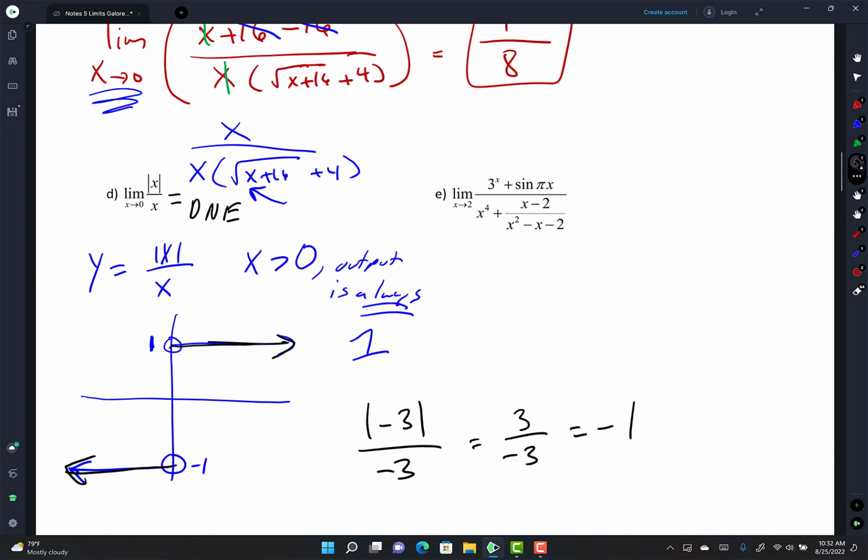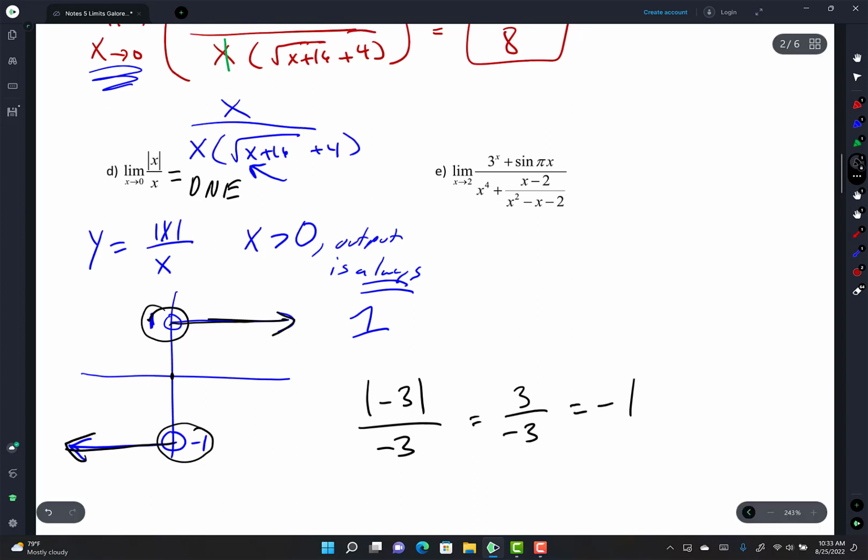What I just said: if I were to approach x equals 0 from the right, I would approach the y value 1. If I were to approach x equals 0 from the left, I would approach the y value negative 1. They don't match, so this limit does not exist. Cool? Okay, here we go.